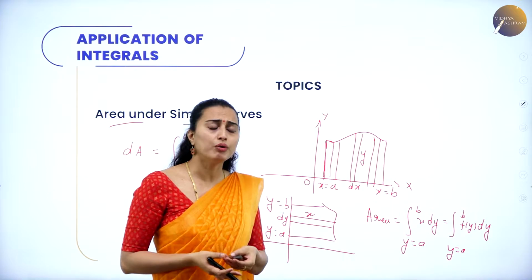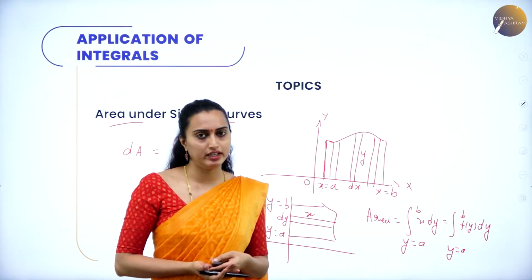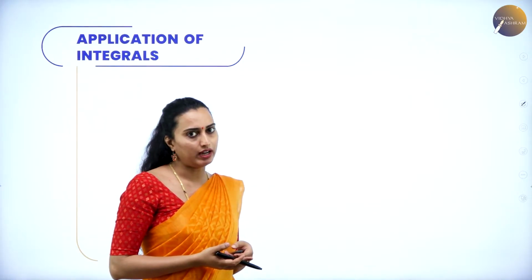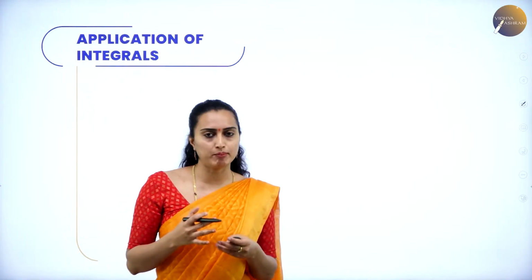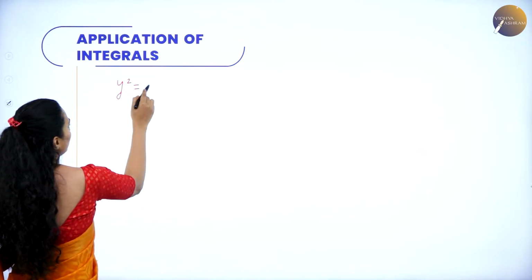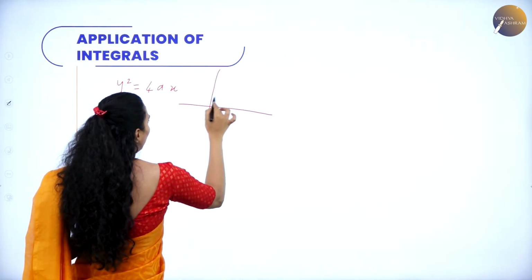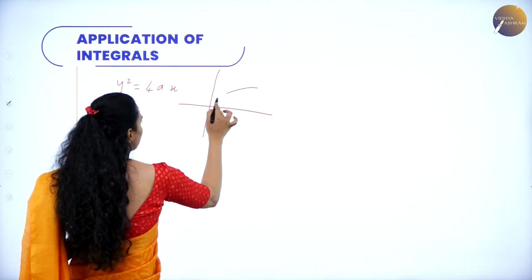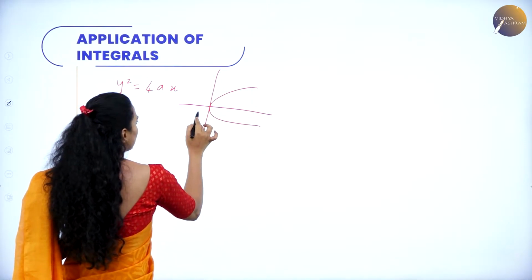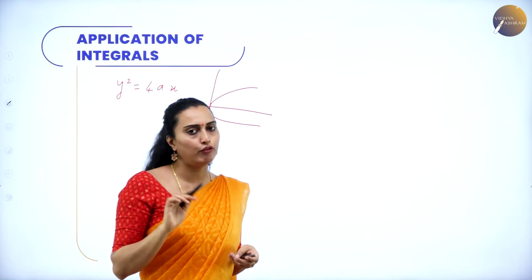Understood? Now, what are all the areas you are going to get under this application of integrals? Let me go one by one. Here we are going to get the parabola. The parabola equation is given by y squared is equal to 4ax. This parabola will be about the x-axis, and this is the origin, O. So this diagram you are going to get for y squared is equal to 4ax.